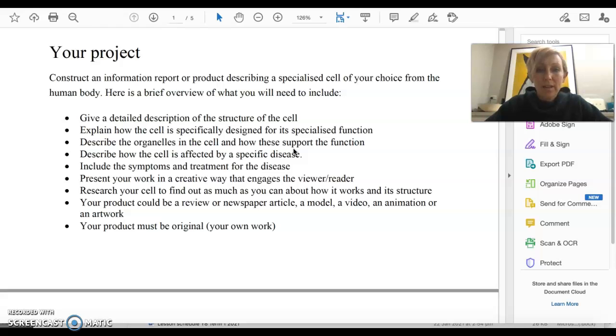Describe how the cell is affected by a specific disease. Now, the easiest way to do that is to choose a contagious pathogenic disease, such as how a particular cell, maybe you've chosen cells in the stomach, maybe you've chosen cells in the lungs, and if there's a bacteria or a virus that causes a disease there, then that will be a good one to use.